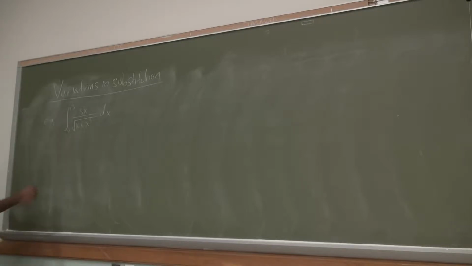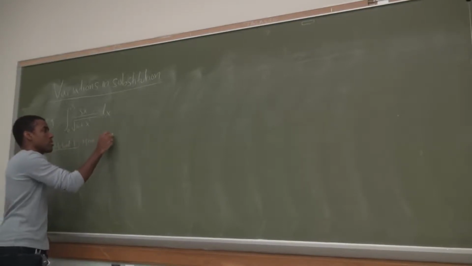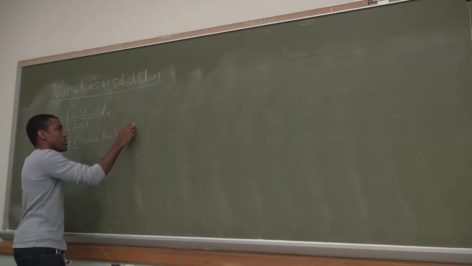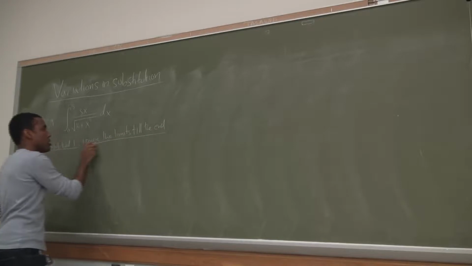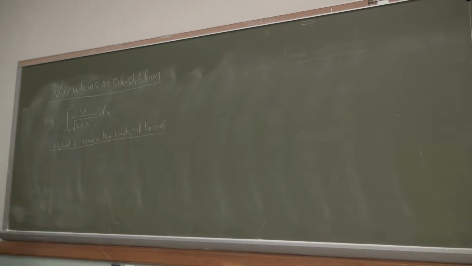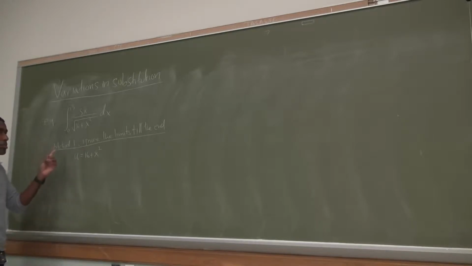So, method 1. You basically ignore the limits till the end. This is one way to attack this integral, right? So let's actually do this integral. What would we substitute? u equals 16 plus x squared. By the way, there's a variation on this step that I'm going to show you soon.